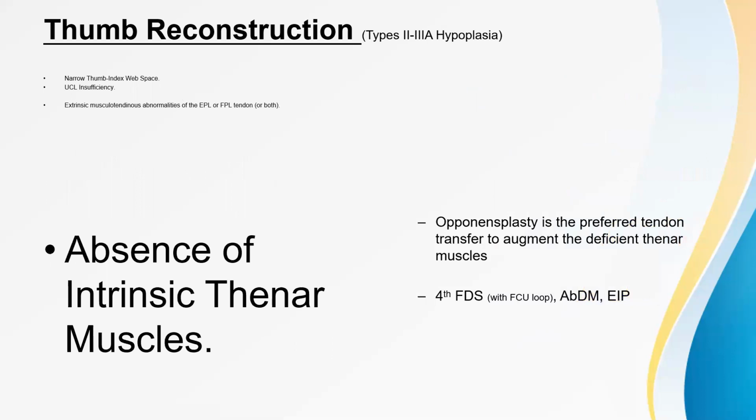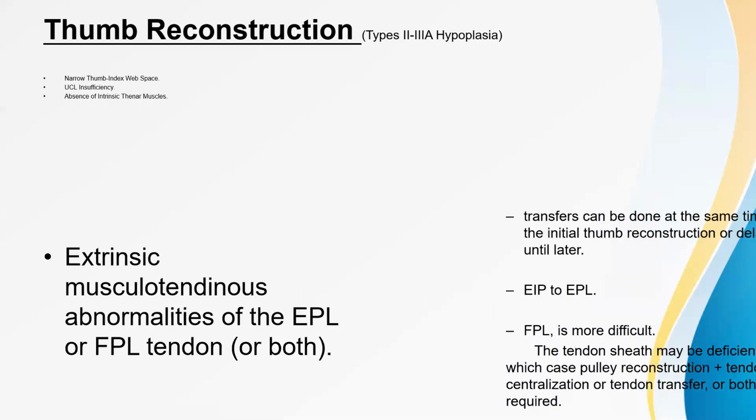The absence of intrinsic thenar muscles. Here we need the opponensplasty, which is the preferred tendon transfer. Usually the 4th FDS transfer with an FCU loop to the base of the thumb is the method of choice. However, some other reports describe the use of abductor digiti minimi or extensor indicis proprius.